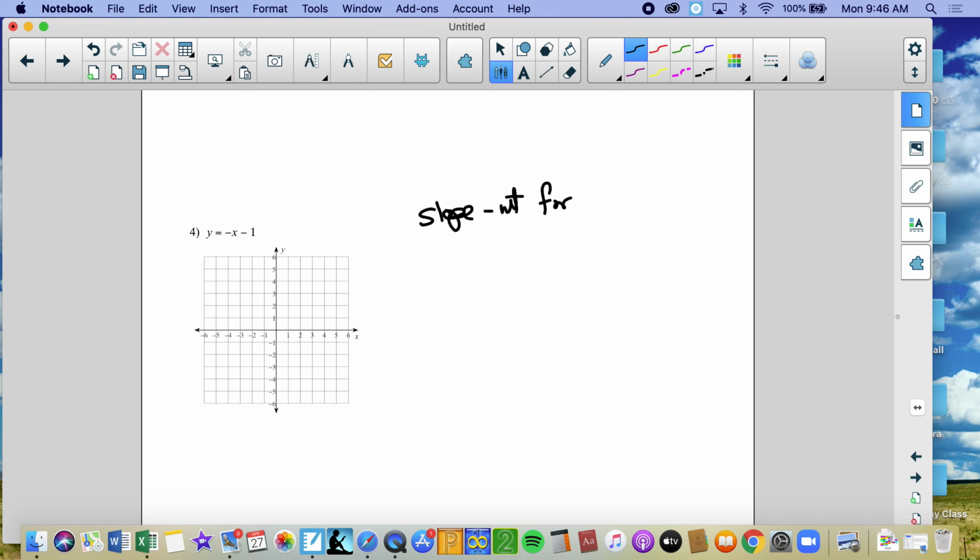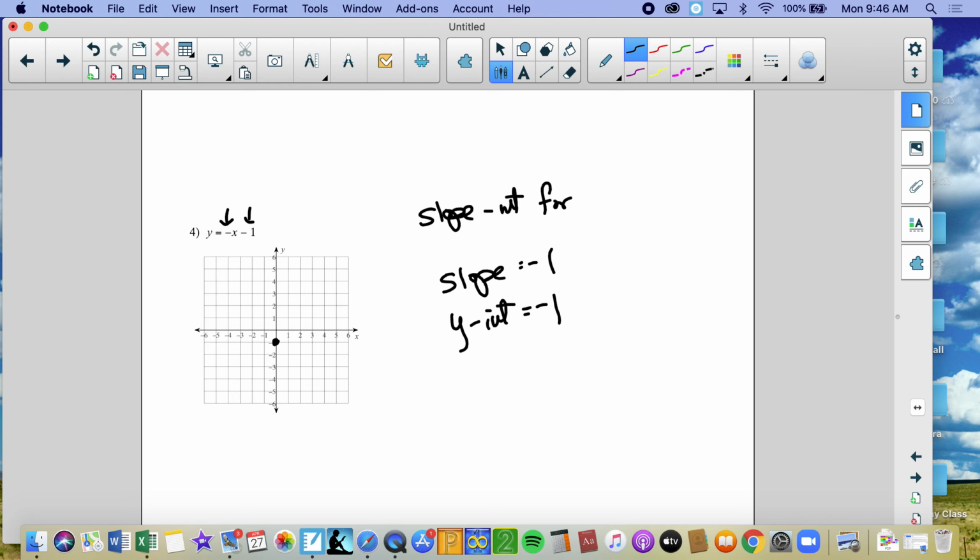So we're able to find the slope, which is the coefficient of x, and the y-intercept, which is whatever is being added to that variable. So my slope is -1, that's the coefficient of x. My y-intercept is -1. It's going to cross the y-axis at -1.